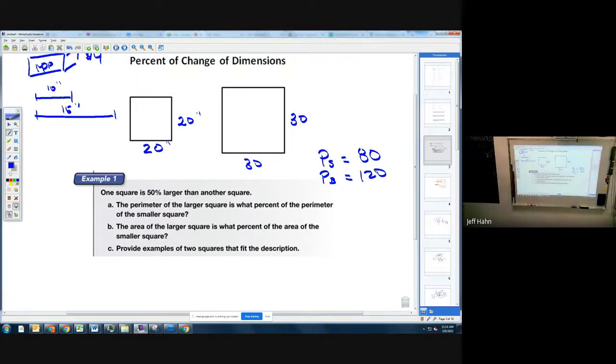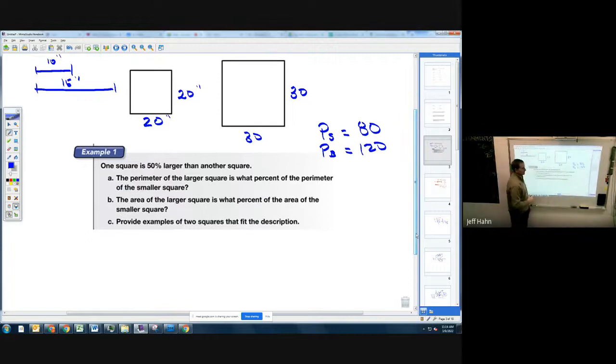Are you with me? That just makes a ton of sense. However, here's where it doesn't make sense. Okay, by the way, let's do this out. The perimeter of the larger square is what percent of the perimeter of the smaller square? By the way, if percents ever throw you off, then change the word percent to fraction, and then change the fraction to percent. So instead of saying what percent, I said what fraction. The perimeter of the larger square is what fraction of the perimeter of the small square.